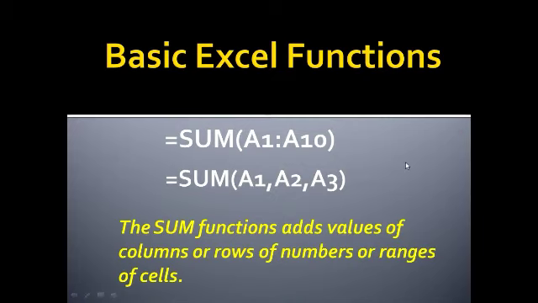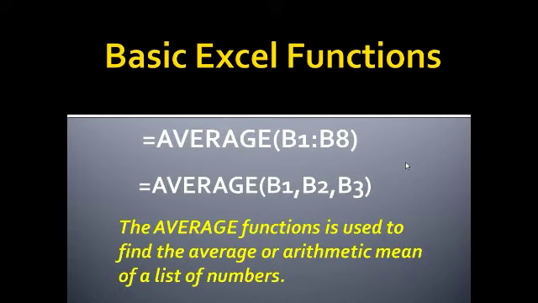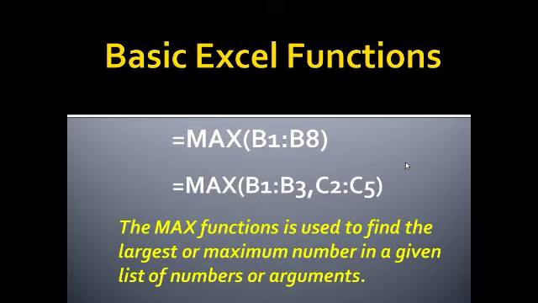Then, ang basic Excel function. Unang-una dito, the sum function. Sum function adds values of columns or rows of number or range of cells. Next, the average function is used to find the average or arithmetic mean of a list of numbers. Third, max. The max function is used to find the largest or maximum number in a given list of numbers or arguments.